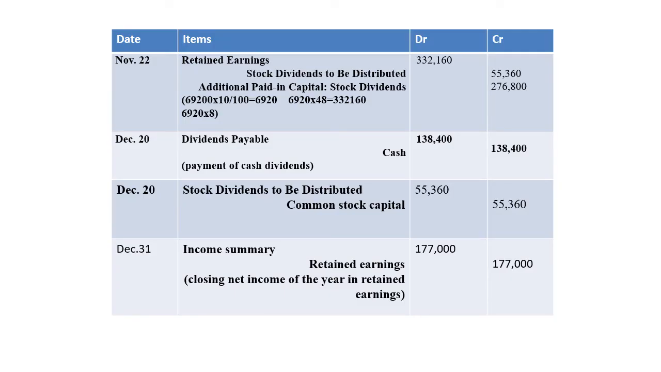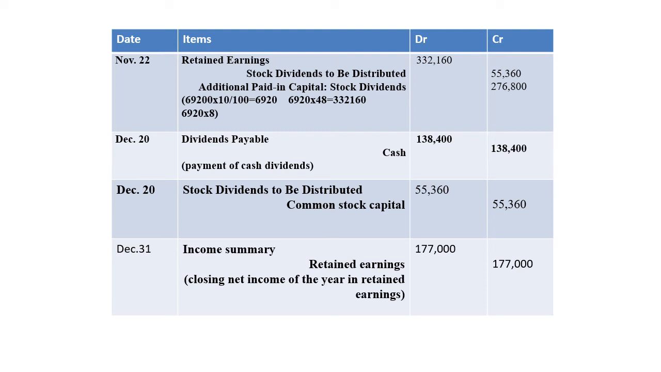Then he says on November 22, the board of directors declared another dividend, but this time it's stock dividends. And he says it's 10%. 10% means 10 over 100. You multiply the 10 over 100 by the same number of shares that we just calculated, 69,200, who deserve to get the dividends. Who deserve to get the cash dividends? The same number will deserve to get the stock dividends.